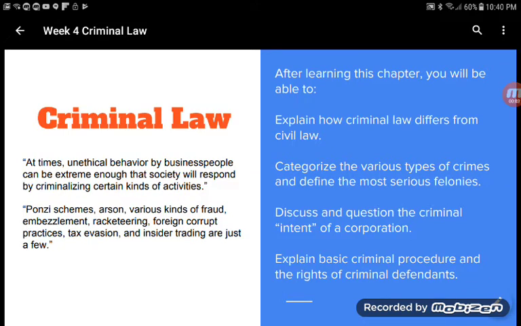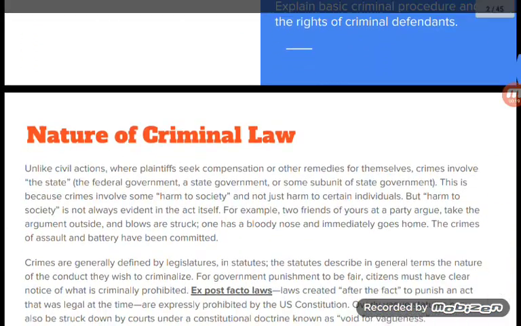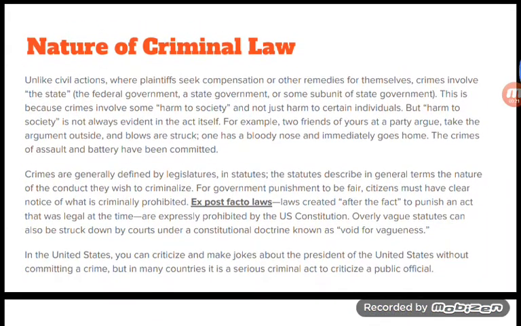Alrighty, class. Welcome back to the wonderful world of business law. We are going to focus in on criminal law. Criminal law, of course, differs from civil law. In civil actions, plaintiffs seek compensation or other remedies for themselves, but crimes involve the state.